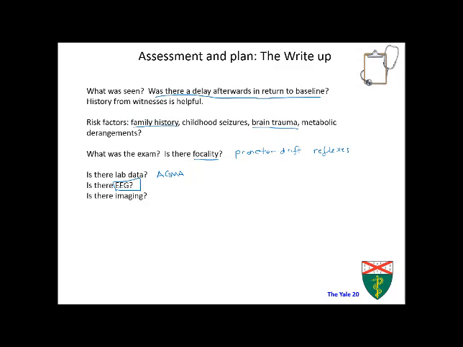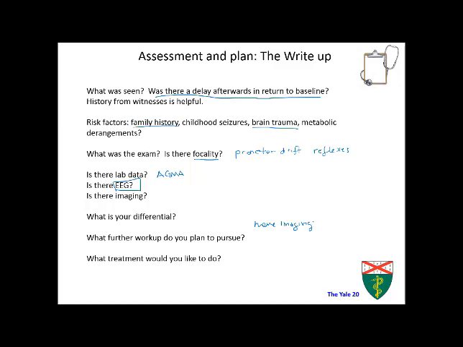Imaging, as also mentioned, is going to be very helpful and should make a big part of your assessment and plan. Your differential as to 1, whether this was actually seizure or a mimicker, and 2, if you're convinced that this is a seizure, what you think is the underlying cause for it. Then you can talk about what additional workup you would like to do. Does the patient need more imaging, more EEG? Do they need a long-term video EEG admission to characterize what's going on? And then the treatments that you would like to do.